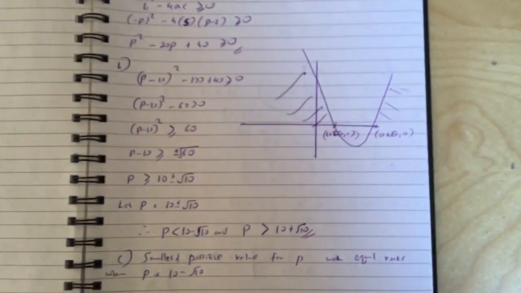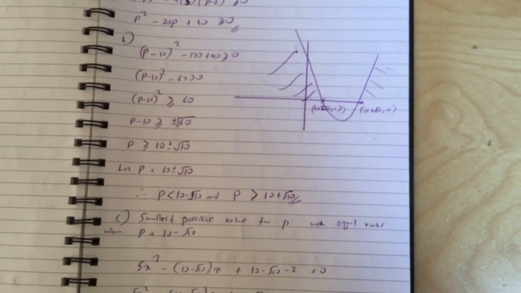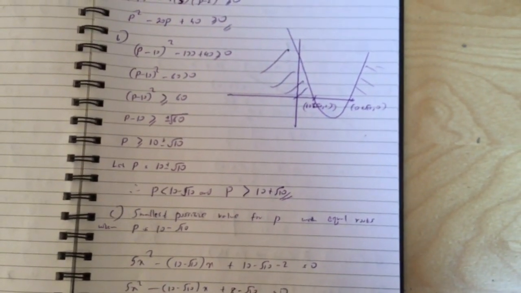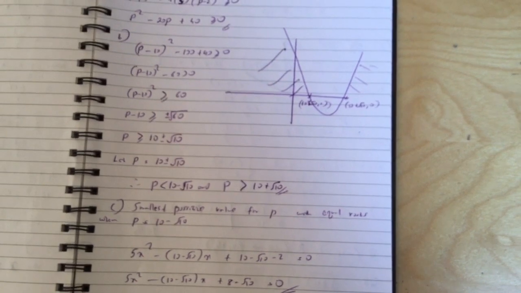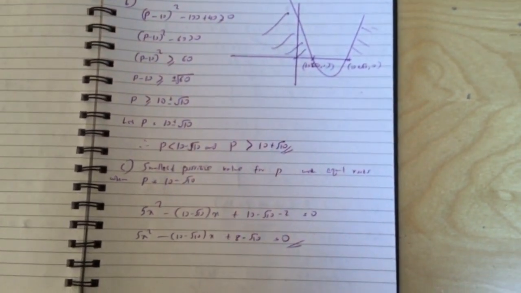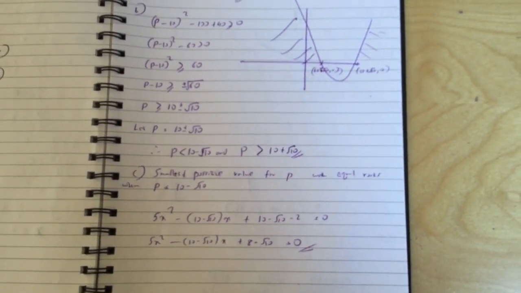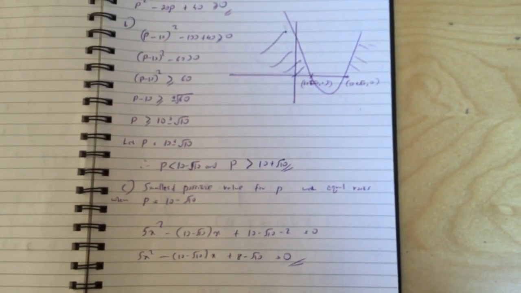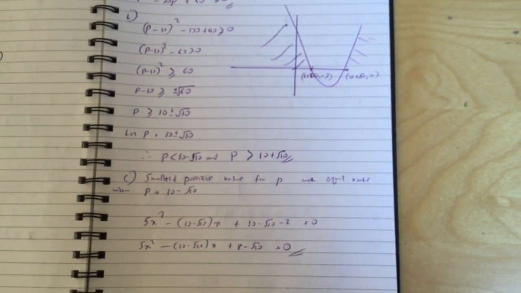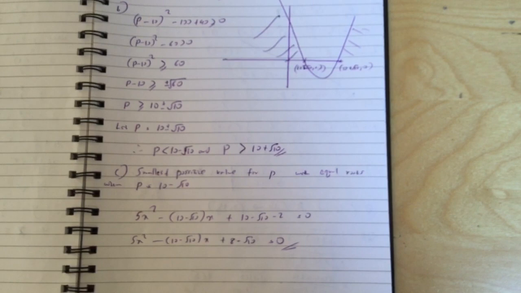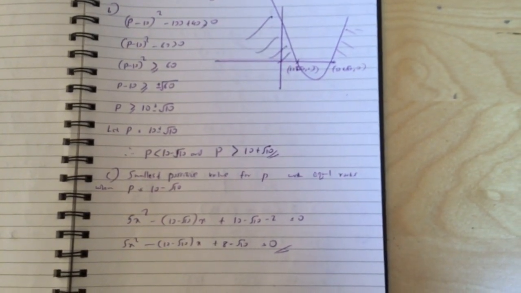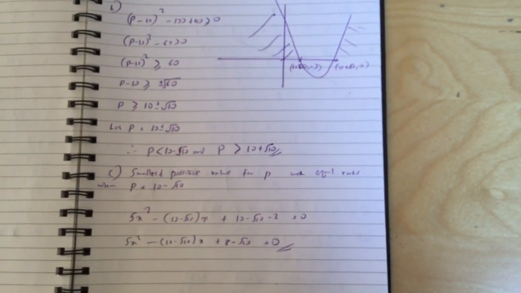So the smallest positive value for p with equal roots would be p equals 10 minus root 10. If you plug that into the p of the main equation, you get the following. So 5x squared minus (10 minus root 10)x plus 10 minus root 10 minus 2. If you simplify a little bit, it would be 5x squared minus (10 minus root 10)x plus 8 minus root 10 equal to 0. That's question 9.